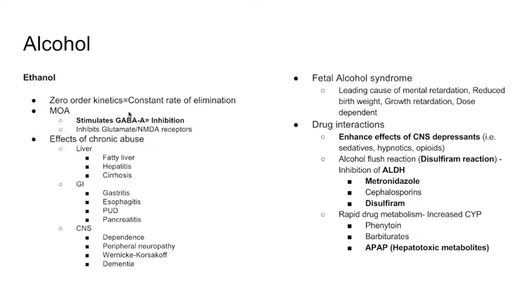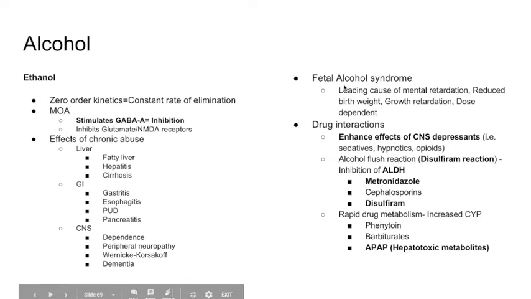How does alcohol work? It stimulates GABA A, so it leads to inhibition. Also inhibits glutamate and NMDA receptors. There's a lot of effects of chronic alcohol use: liver effect, GI, and CNS. So liver, you get fatty liver, alcoholic hepatitis, and liver cirrhosis. GI, alcohol is an irritant, so it causes gastritis, esophagitis, peptic ulcer disease, and pancreatitis. And CNS is a depressant, so it causes CNS depression and dependence, peripheral neuropathy, Wernicke, and dementia.